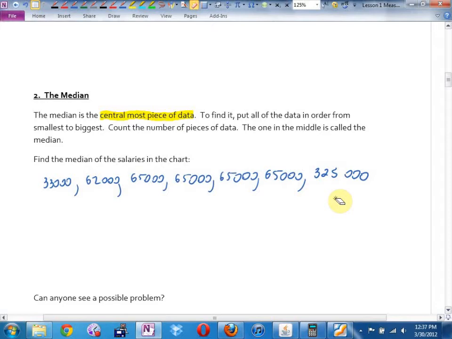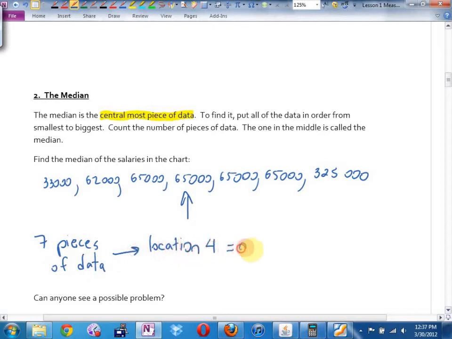Adam, how many pieces of data are there grand total? Count. 7. What location is dead center of 7 things? 1, 2, 3. 7 pieces of data. So location 4 is the median.